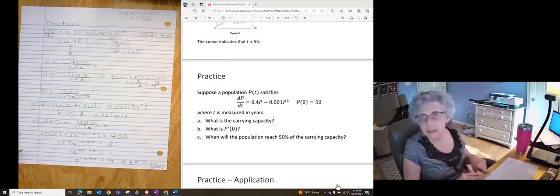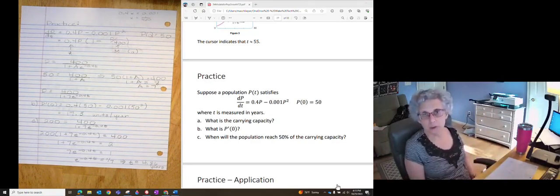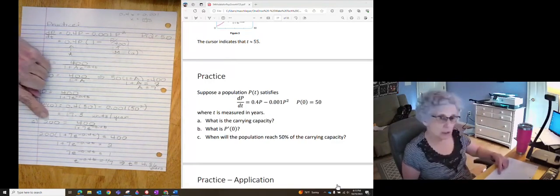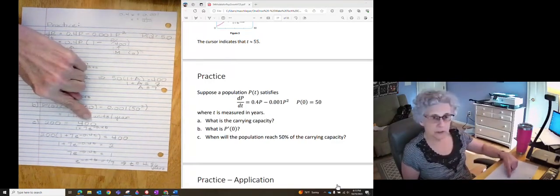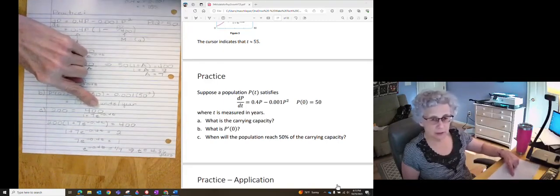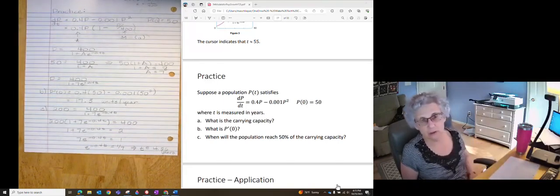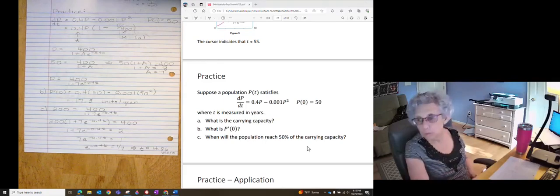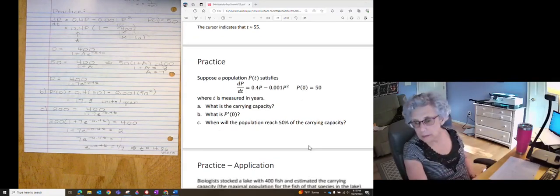And then part C was kind of like the last part of the previous example. I had to set half of the carrying capacity, 200, equal to the population function and solve using logarithms. Easy enough. One more practice. And this one's an application problem.